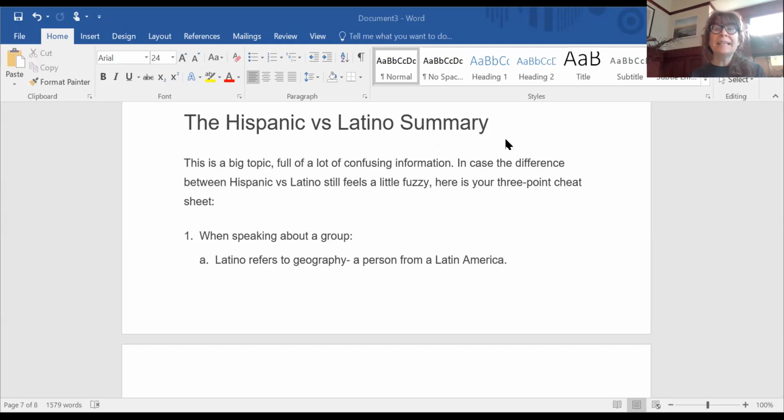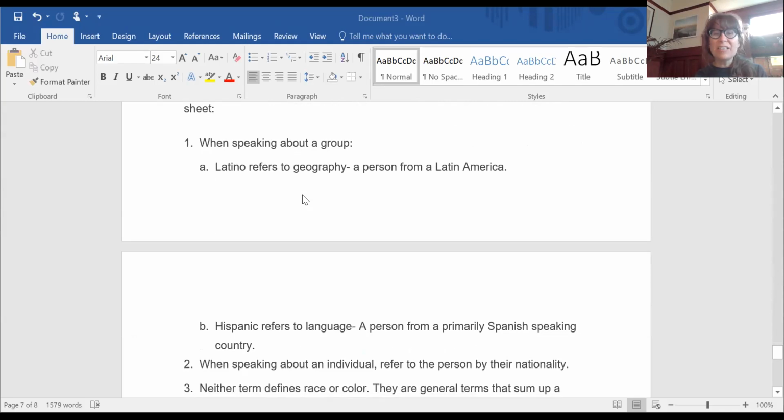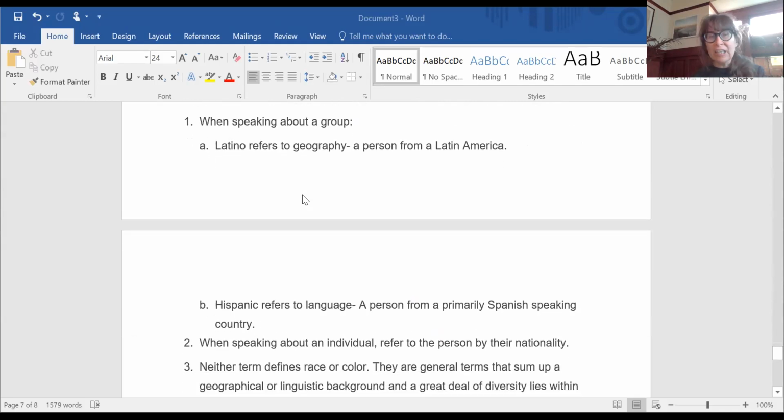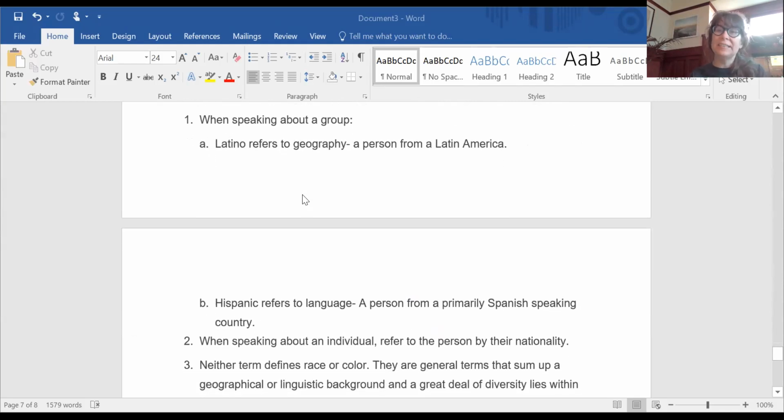The Hispanic versus Latino summary. So, a big topic full of confusing information. The difference, here's a 3-point cheat sheet. Ooh, I didn't need to do any of this article reading. I could have just fast forwarded to this, just joking.